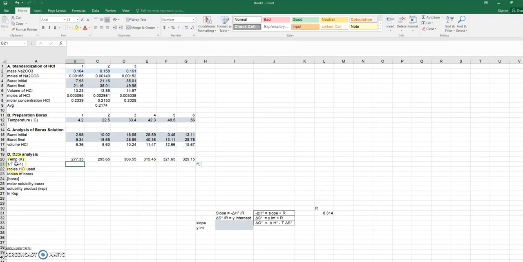And then again, just drag it across to copy the cells. And then for the temperature, we want to divide 1 over K. So this is K to the negative 1. So I have equals 1, and then you want to push divided by this value here, hit enter, and then drag it across.